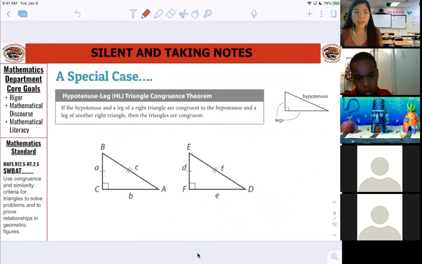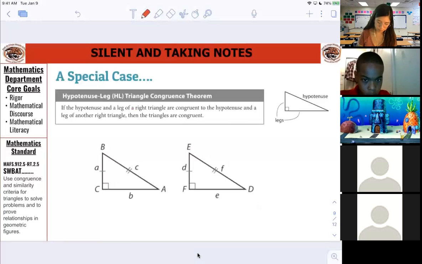So here's the last thing, which is what Daniel kind of hinted at before when we did that previous problem, which is our last type of congruence theorem, called hypotenuse leg, or HL. So the HL theorem. Can I have a volunteer read the HL theorem? If the hypotenuse and a leg of a right triangle are congruent to the hypotenuse and a leg of another right triangle, then the triangles are congruent.